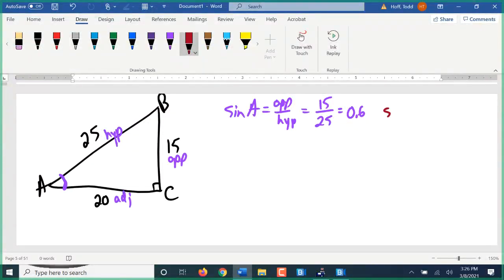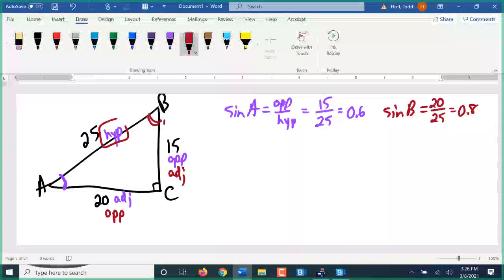What if I ask you for the sine of angle B? 20 over 25, or 0.8 if we divide it out. If I'm looking at angle B here, 20 is now the opposite side, and 15 is the adjacent. So the hypotenuse will always be the hypotenuse. But the legs, the opposite and adjacent legs, will switch places depending on which angle we're looking at. That's something you have to be very careful of. Too many people get in the habit of saying, oh, this is always the opposite side and this is always the adjacent. That's not true. It depends on which angle we're looking at.